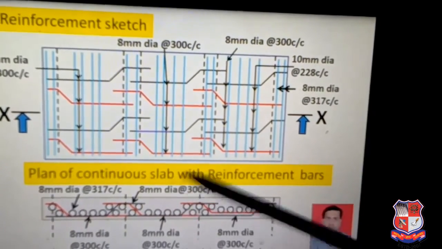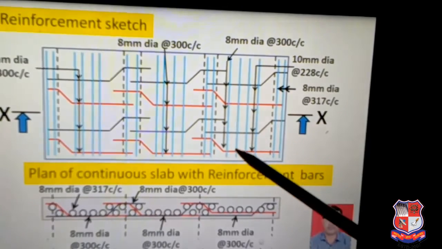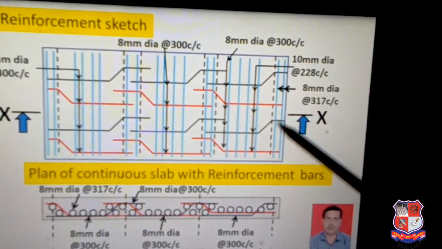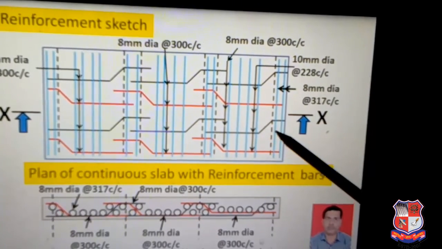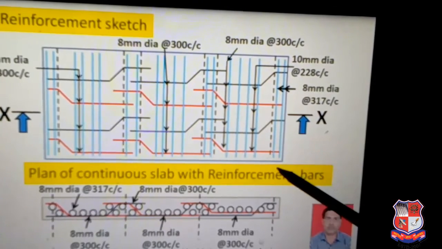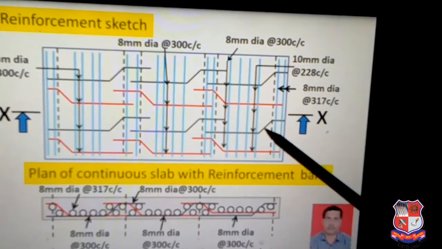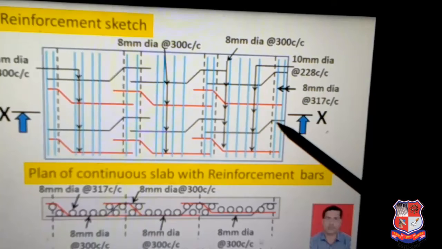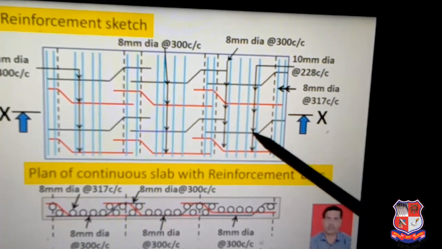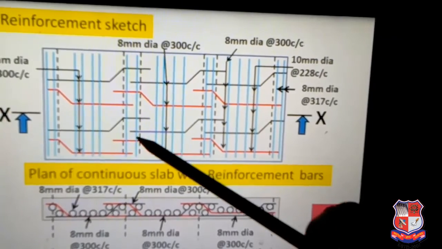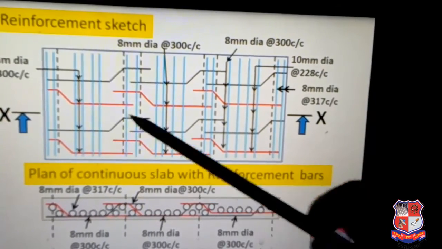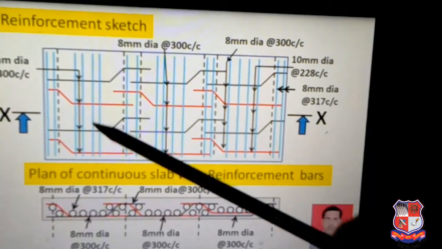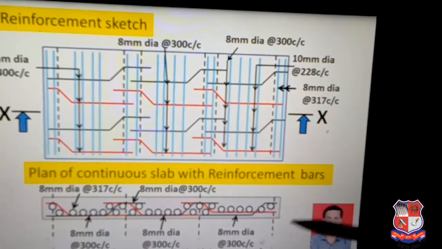But for the next bar, alternate bars are coming starting from different ends. Here the black bar is coming from this support going to the next support, and here since this is a discontinuous end support, taking L by 7 from this support, and then from that point it is bent up and extended to the top of the support. Similarly in this span also the next bar is coming like this and extending to the next support. So the next bar will start from this end and go to the top of this support. So everywhere alternate bars are bent up on the support.